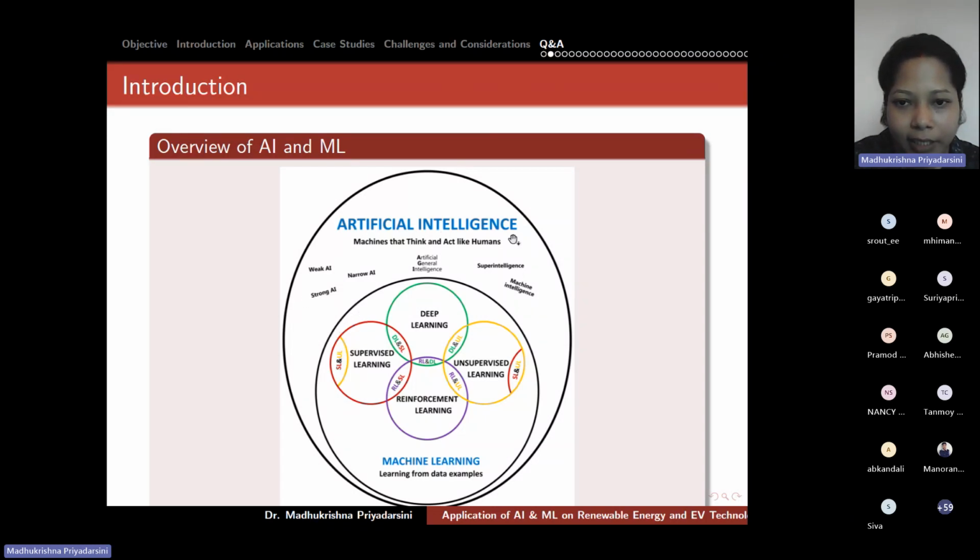Here you can see certain terms mentioned, like weak AI, strong AI, narrow AI, then superintelligence, and machine intelligence. Basically, this superintelligence field is not developed yet. It is under research. And weak AI and narrow AI are alternative terms: they will work for a particular set of inputs. After that, if you provide some other kind of inputs, then these will not work.